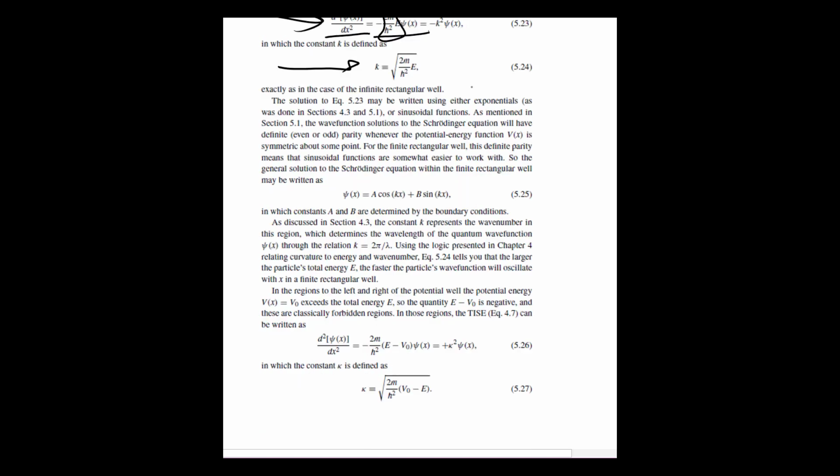That makes k this, just as you've seen before. One difference in the treatment in this section is that when we're solving the Schrödinger equation, we can use either exponentials or sinusoidal functions, and we used exponentials in the case of the infinite well.